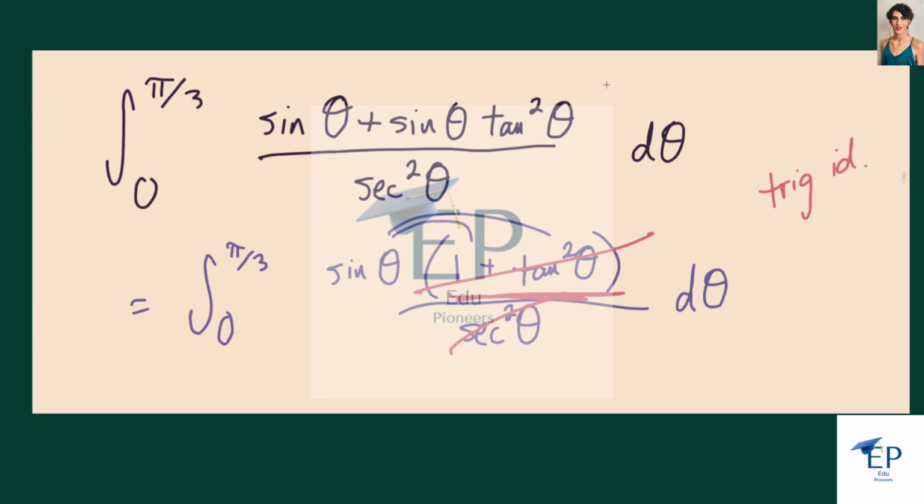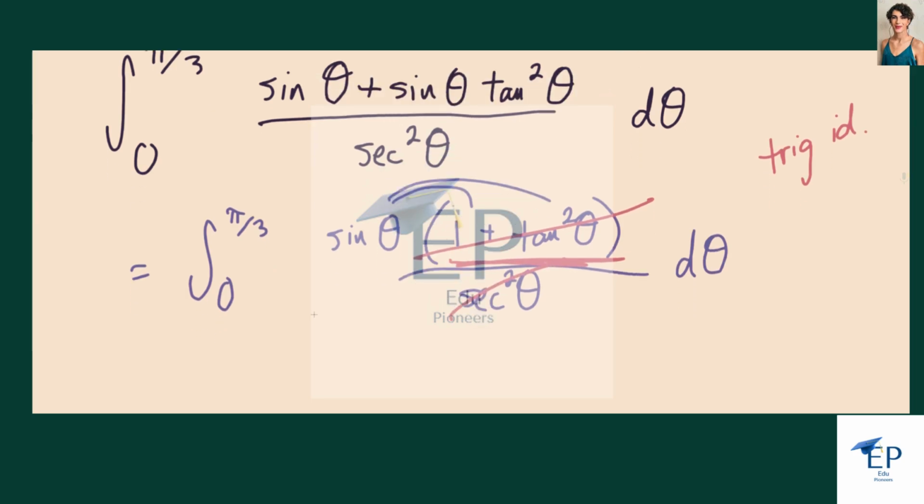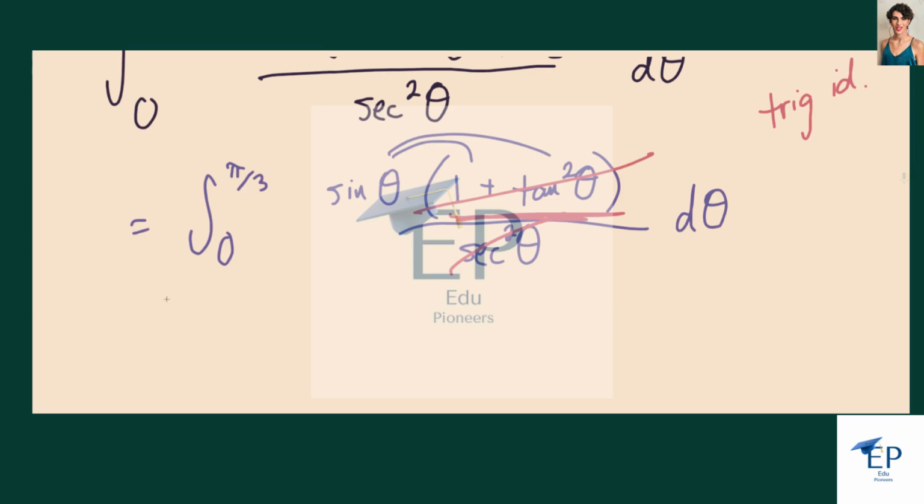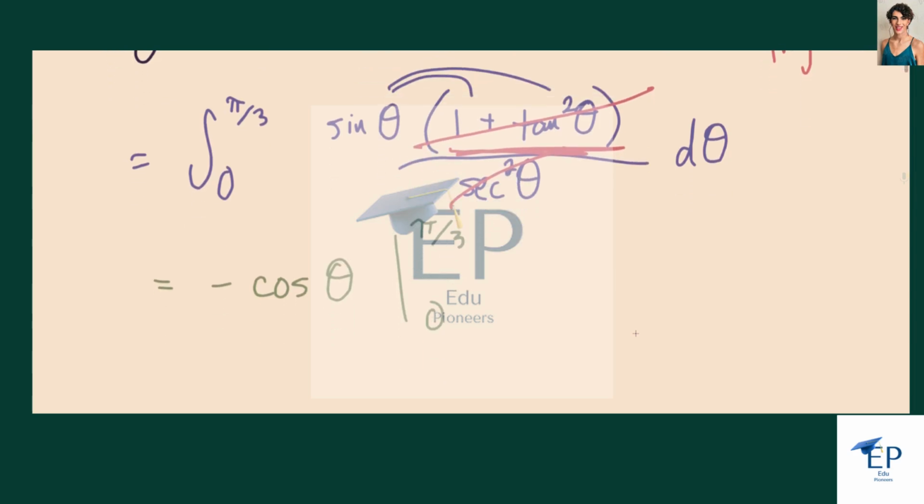So now we're ready to just look at this and say, okay, do we know the antiderivative of sine? And we do. It's negative cosine. If you don't believe me, what's the derivative of cosine? It's negative sine. So if it's negative cosine, it would be positive sine. And that goes from 0 to pi over 3. Well, now we can start plugging in your upper and lower bounds.